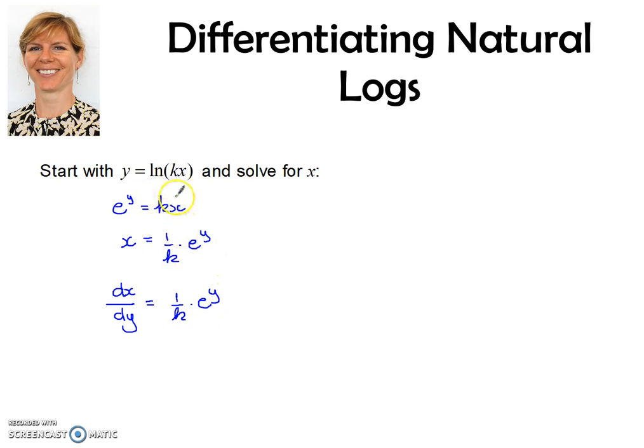We know from back up here that e to the y is kx, so what we end up with is kx over k, and of course those cancel out, leaving us just with x. But we don't want dx dy, we want dy dx, so we can actually just flip that upside down. dy dx, which gives us 1 on x. So the derivative of y equals natural log of kx is just 1 on x, and it doesn't matter what this number in front here is. That could be 5 or 10 or 368 million. It doesn't matter. It's still 1 over x.